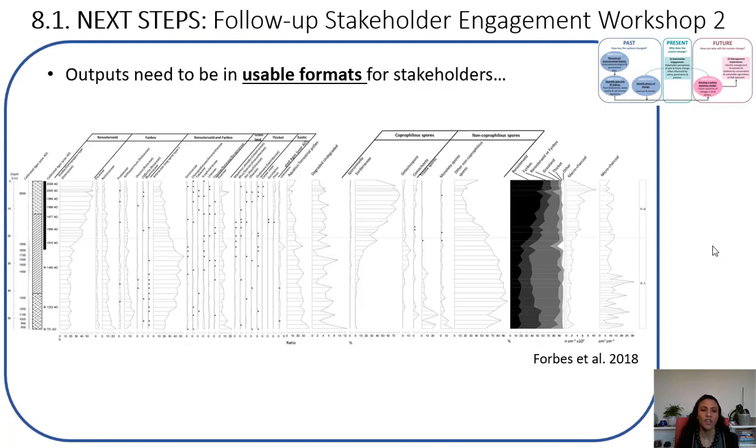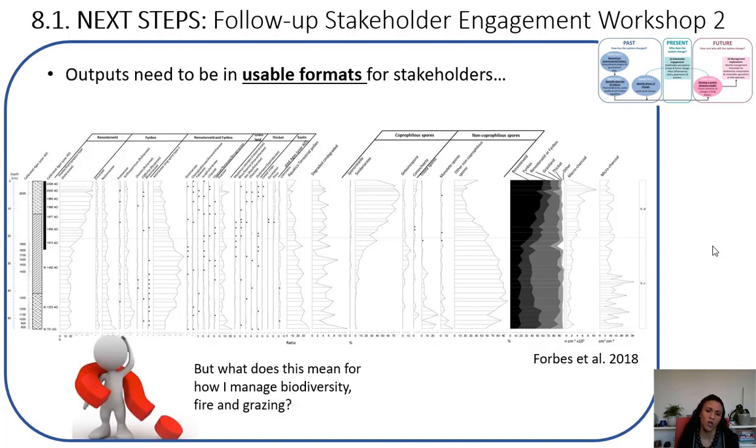And then to end off with next steps, so another really exciting part of this project is to share the results. And although this paleo diagram is really exciting, it can also be extremely daunting, because how do you even interpret these results? And what does this mean for me if I'm a land use manager? How do I control biodiversity, fire, and grazing?